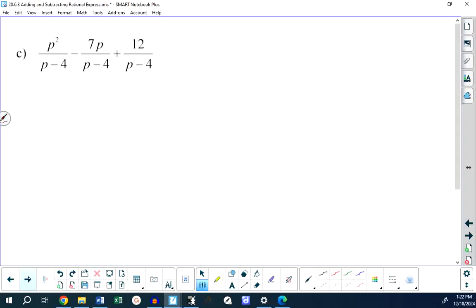Okay, well, p squared over p minus 4 minus 7p over p minus 4 plus 12 over p minus 4. Notice, when it was over 8, I was saying don't call it 7 over 8, call it 7/8. You don't need to call this p squared p minus 4s. Okay, it loses its meaning at that point. These are all over p minus 4. So I can write p squared minus 7p plus 12. And I think you can probably guess where this is going. That quadratic is factorable, and one of those factors, I believe, is going to be p minus 4.